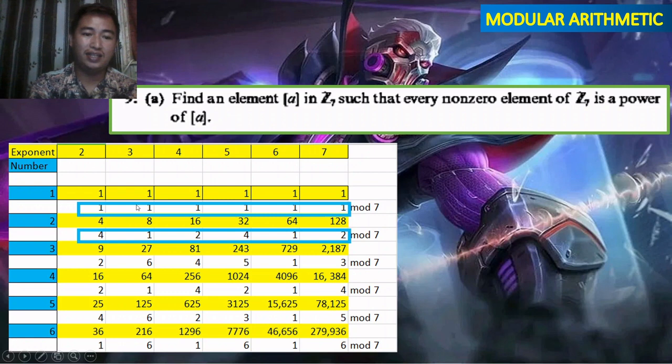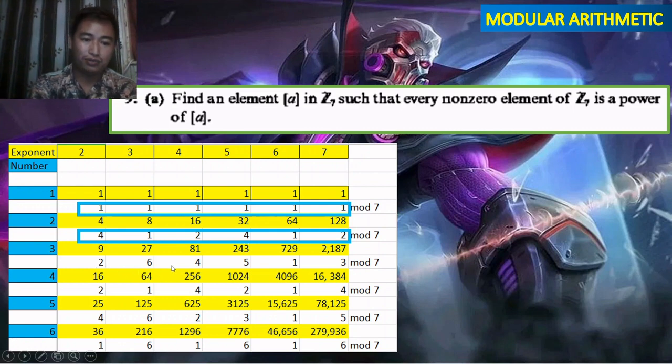And then 16, 2 to the power of 4 is 16. So ang remainder niya, divide na 7, kay 2. So nakita na nato ang pattern: 4, 1, 2, 4, 1, 2. So ang next, kung atong i-erase si 2 to the power of 8, kay 4 na po diha sa mod 7. So dili ni pwede, class. Si 2, dili na. Si 3 nalang ta, class.